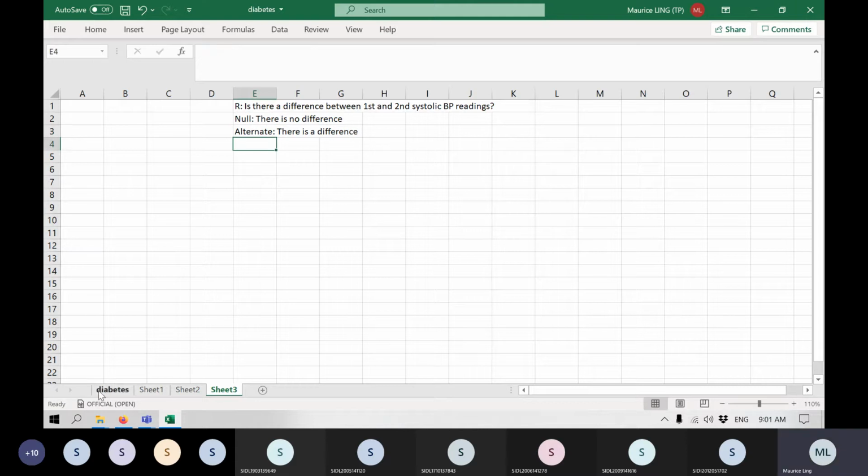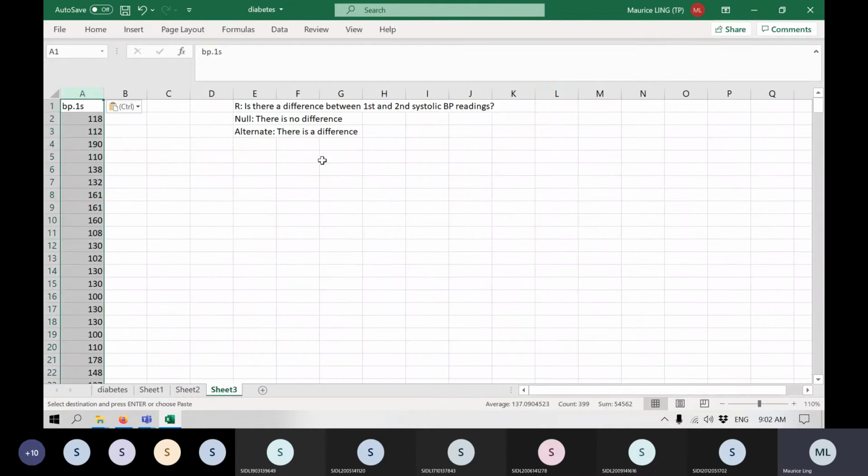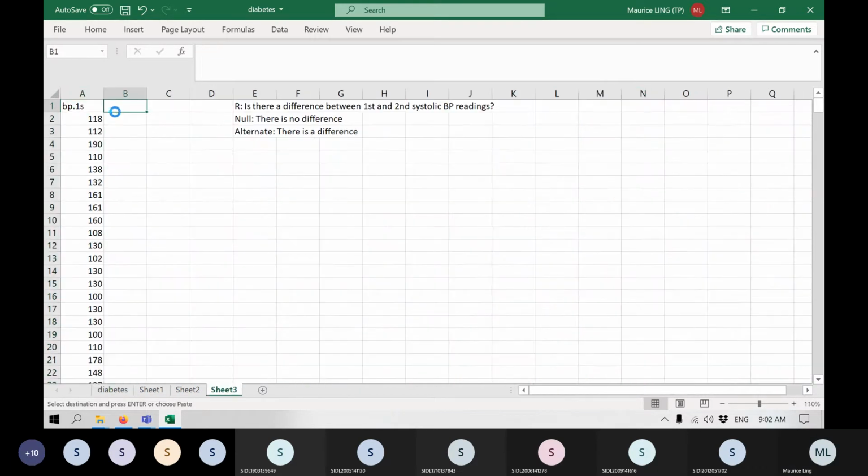So we are talking about systolic blood pressure. Let's copy the first and second systolic blood pressure columns. Now you realize that there's actually a lot of patients with only one blood pressure reading, so I have to probably remove them.